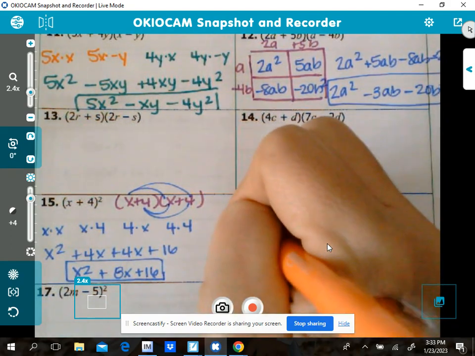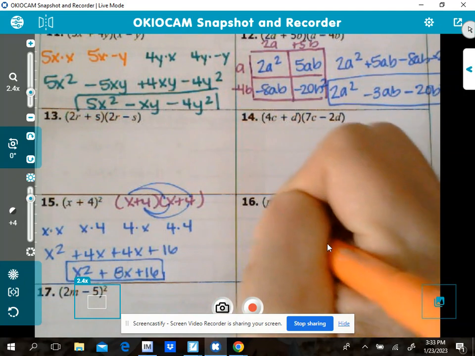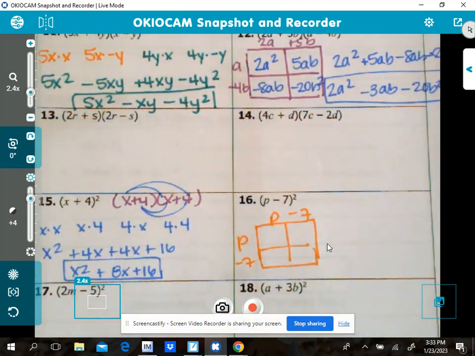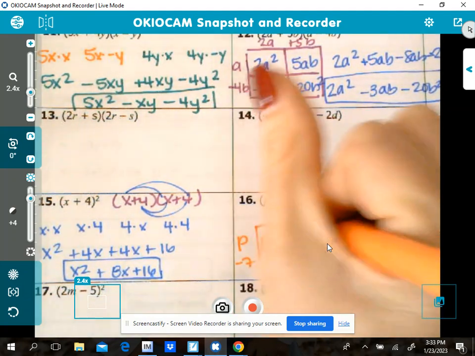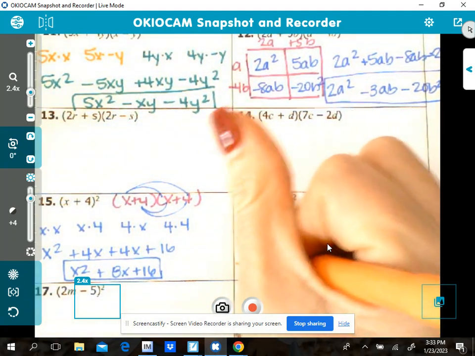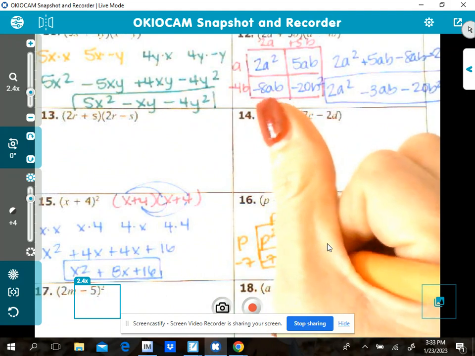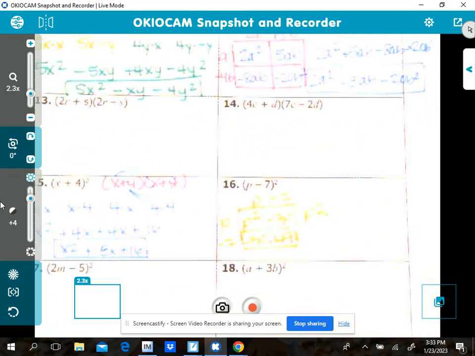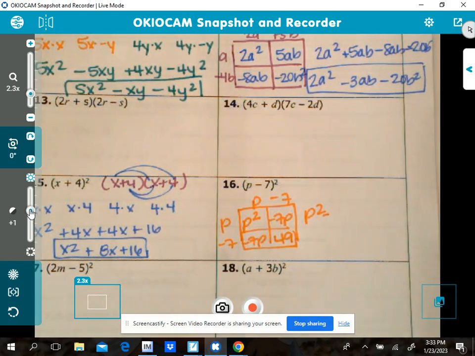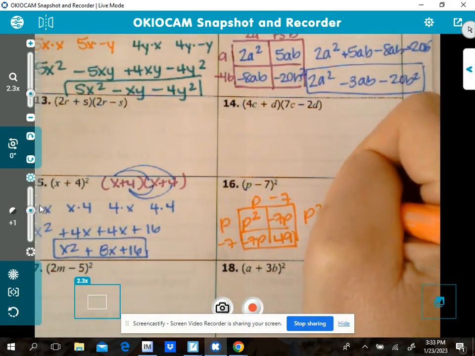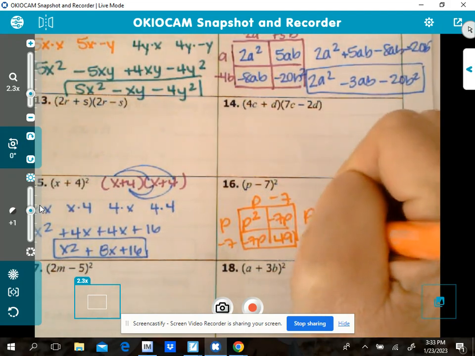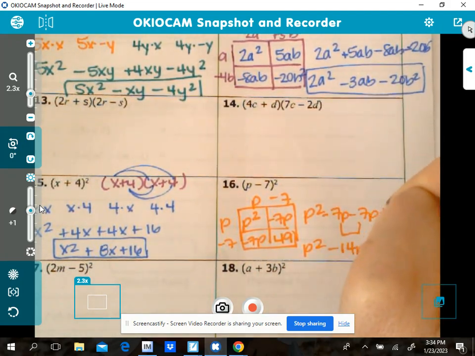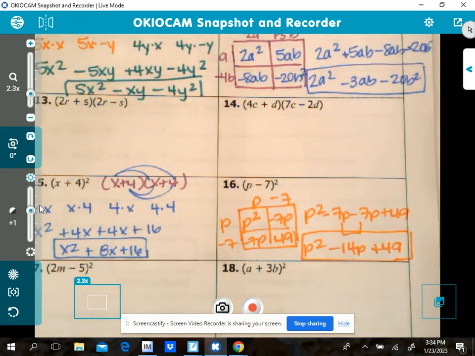So if I box this out, again, there's 2 of these. So it's going to be p minus 7 on top and p minus 7 on the side. p times p is p squared, minus 7p plus 49. So that is p squared minus 14p plus 49.